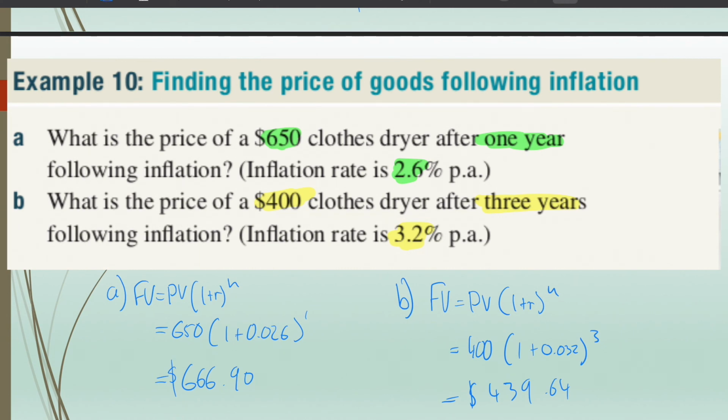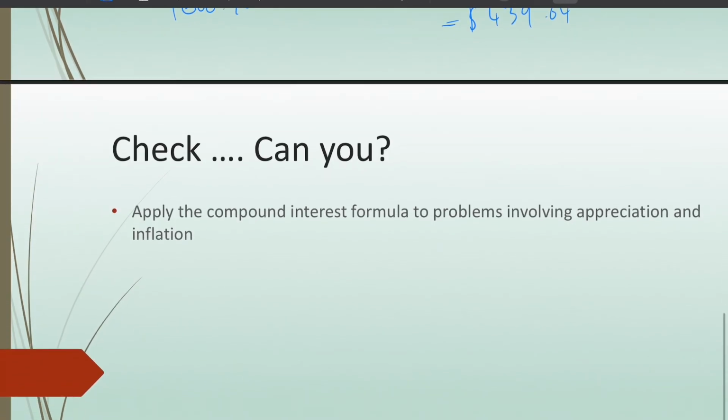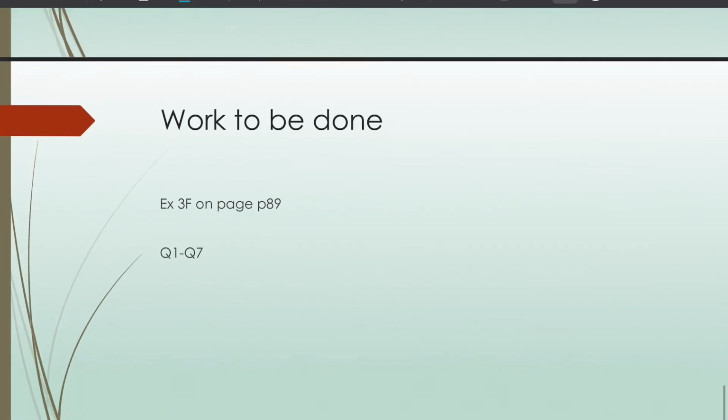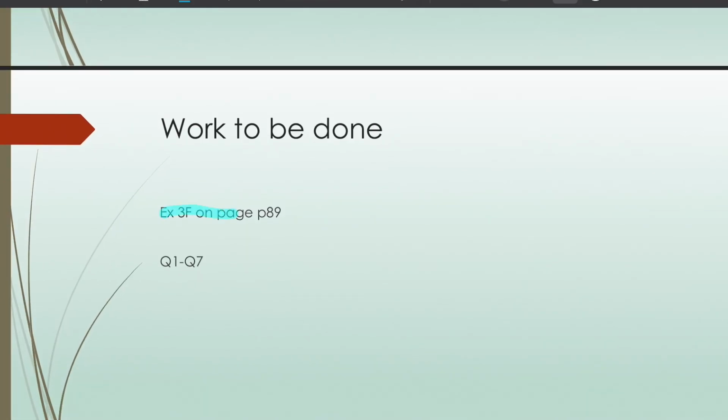Alright, so you guys should be pretty good at using the compound interest formula by now. This is just a little bit of extra practice for you, so I'll get you to jump on exercise 3F and do questions 1 to 7 for me.